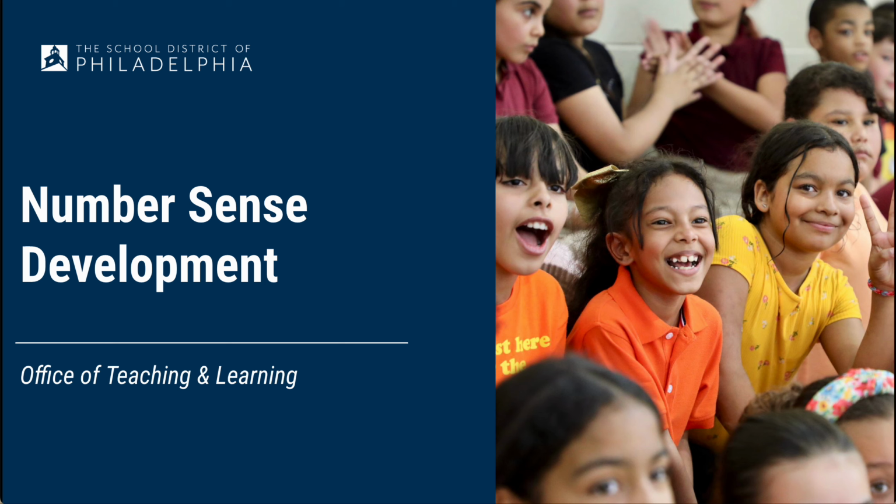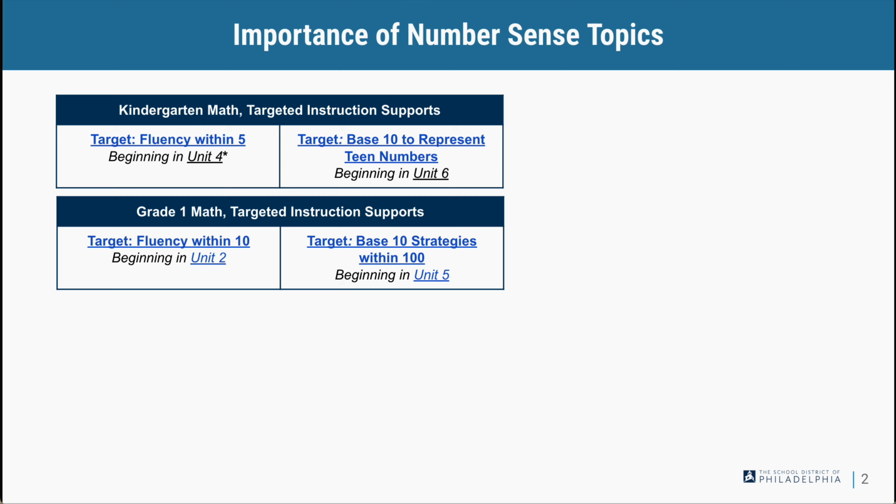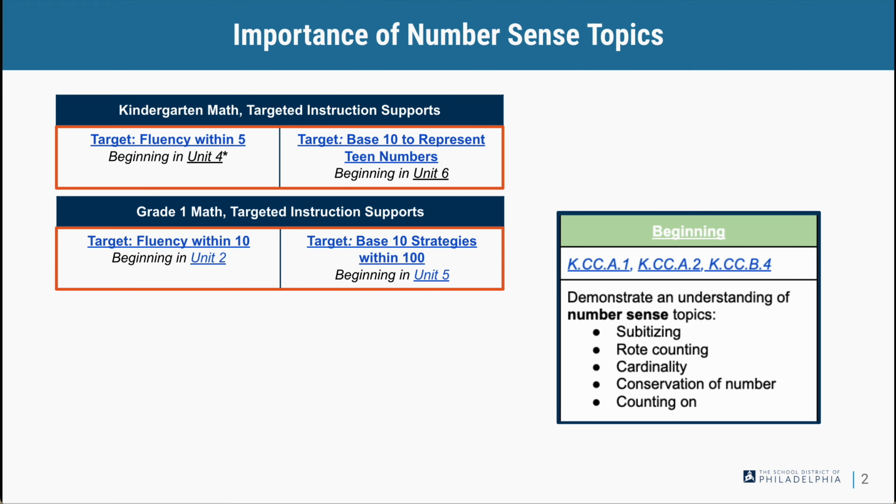On to our overview of number sense development. Number sense is an important topic in kindergarten and first grade math. In our targeted instruction supports, number sense is foundational for both our fluency targeted supports as well as our base 10 supports. In these targeted instruction supports, you will see number sense terms in several of the success criteria. For example, here we have subitizing, rote counting, etc.